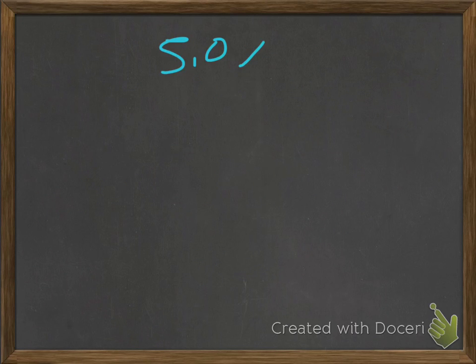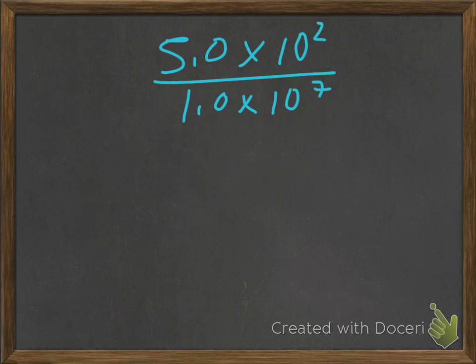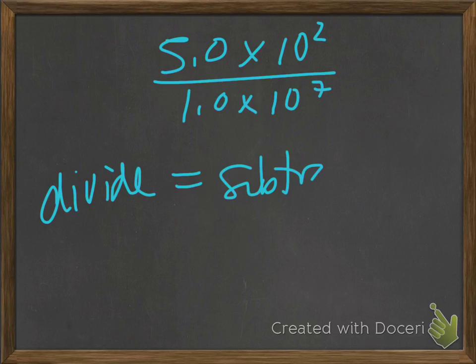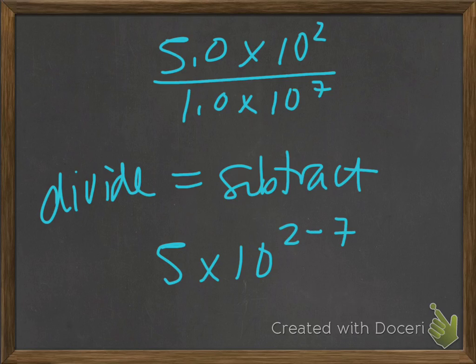Anytime that you're dividing, guess what you do? Subtract, yeah. Okay, 5.0 times 10 to the 2nd, divided by 1.0 times 10 to the 7th. Divide equals subtract. So this would be 5 times 10 to the 2 minus 7. So that would be 5 times 10 to the negative 5th. Okay? Does that clear up a problem for a few people? Good.